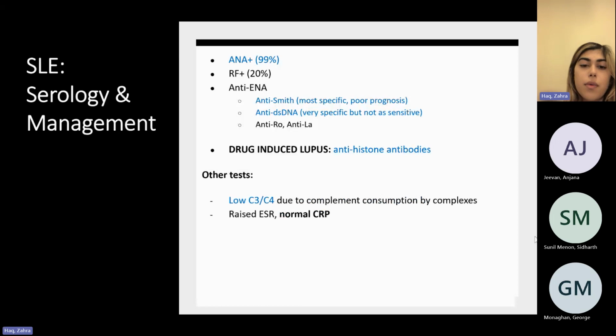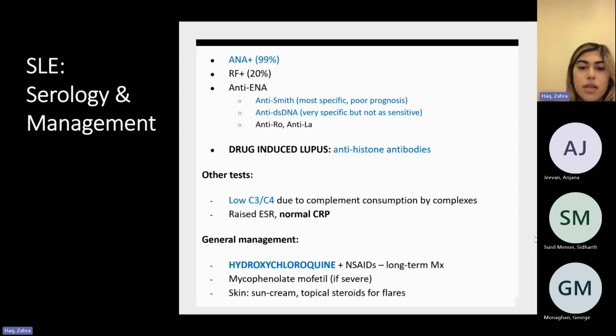Other tests, so CRP is characteristically normal. If there is a coexistent infection, CRP may be raised. However, a raised ESR and a normal CRP is characteristic of SLE. There are normally low complement levels as well, C3 and C4, and this is due to the complement being activated and used up by immune deposition.